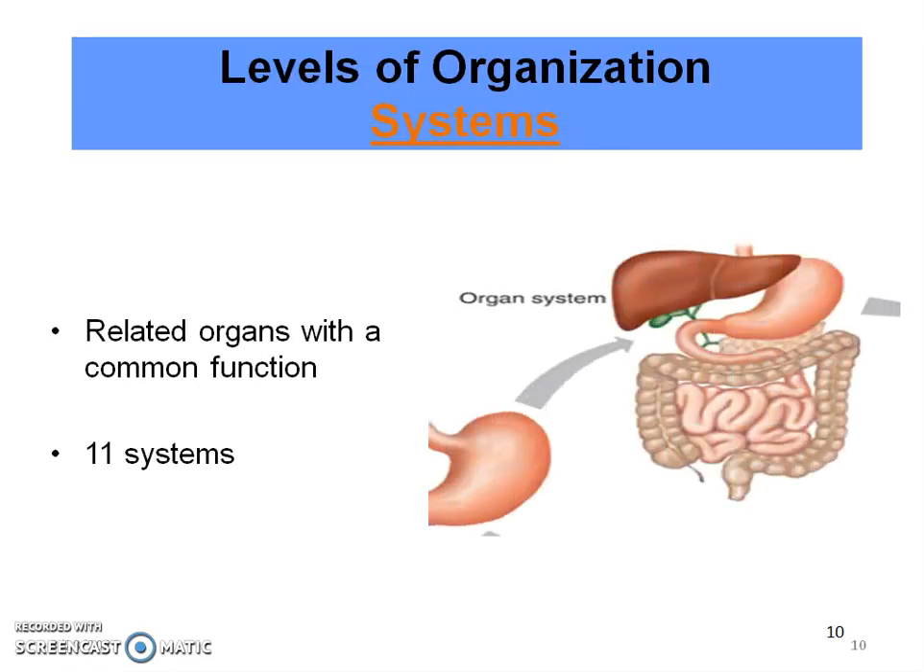And the last one is the systems. The level of organization that makes systems, meaning the human system. Related organs with a common function. Organs combine together and make one specific function, it's called a system. It's called an organ system. Like the liver, stomach, large intestine, small intestine, gallbladder and pancreas are combined together and make one system. This system we can say is the digestive system. So in total, 11 varieties of systems are found in our human body.